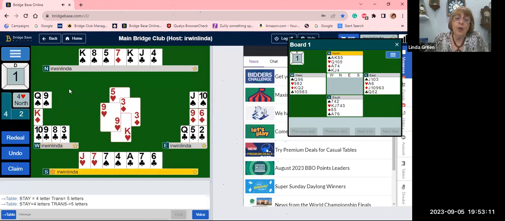Now, when you have a 4-3 spade fit, I don't want you becoming a finesse-aholic. We know there's a finesse in the club suit. But before we finesse the club, if we have a 4-3 fit in spades, it's only 32%. If the spades divide 3 and 3, we don't need the club finesse. So let's try that first.